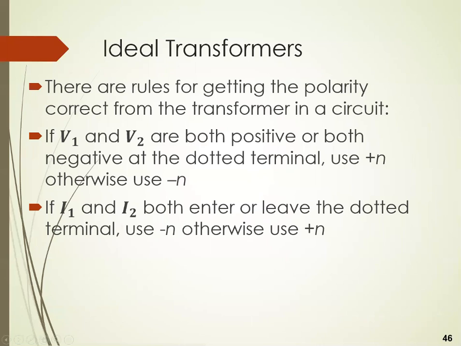So there are rules for getting the polarity correct for the transformer in the circuit. If V1 and V2 are both positive or both negative at the dotted terminal, use plus N. Otherwise, use minus N. If I1 and I2 both enter or leave the dotted terminal, use minus N. Otherwise, use plus N.